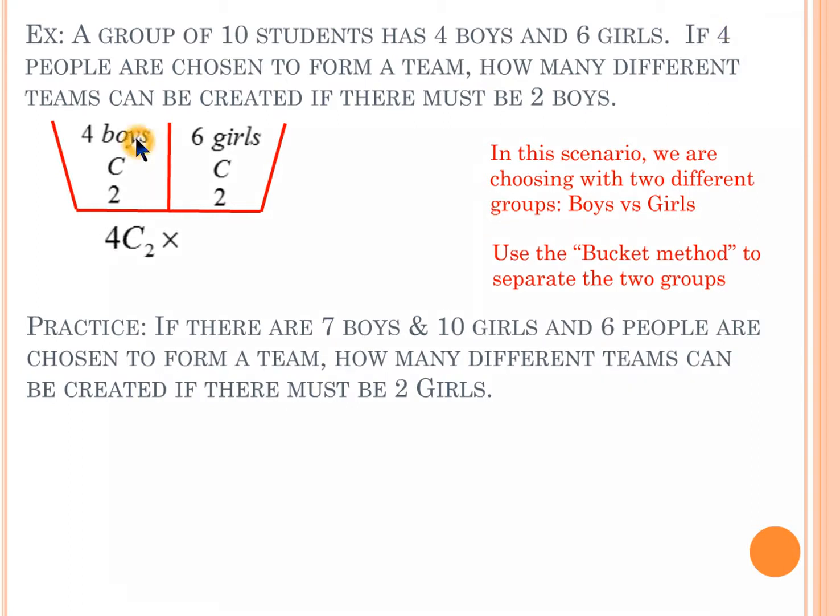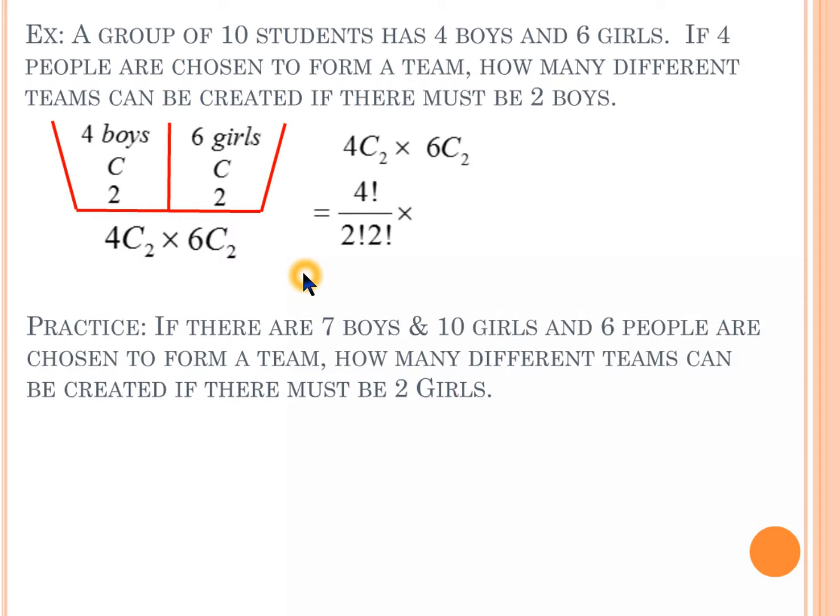So this is going to be 4 choose 2 times 6 choose 2. Using the fundamental counting principle here, I'm going to take all the combinations here and combine them with all the combinations there, and that will give me a total of 90 teams. This is just using the combination formula, and I get 90 teams.